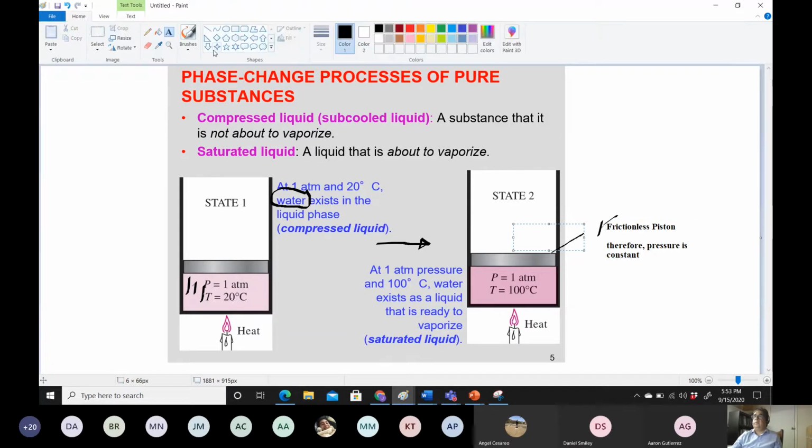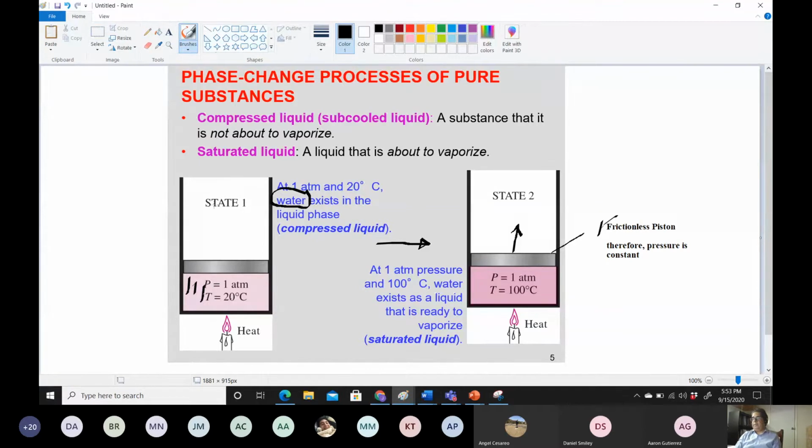It rises, right? If you look from left to right, you can see that the piston went up a little bit, because the water is starting to expand. If it was locked in, or if this was a rigid tank, then the pressure would go up. But because this is a frictionless piston, it just rises, and therefore we have 1 atmosphere.